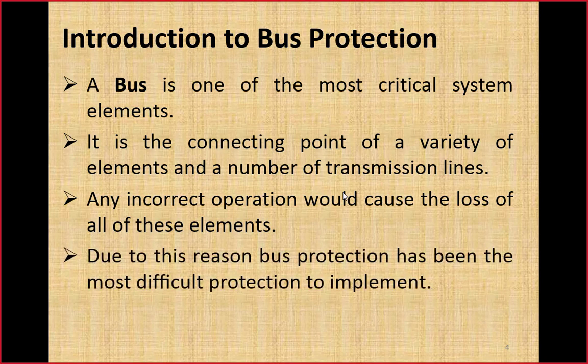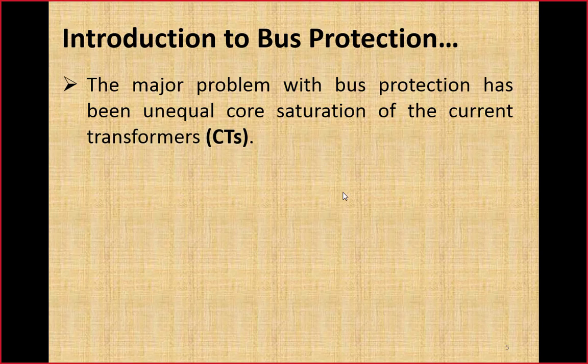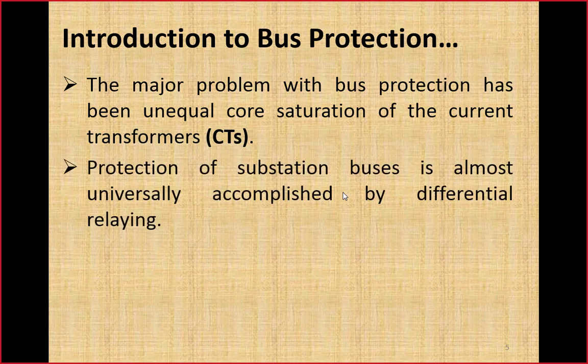Due to this reason, bus protection has been the most difficult protection to implement, because we need the highest reliability. The major problem with bus protection has been unequal core saturation of current transformers, and soon we will see what is meant by unequal core saturation. Remember that protection of substation buses is almost universally accomplished by differential relaying. Differential relay suits best for bus bar protection because it has clearly well-defined boundaries, and differential protection is highly sensitive as well as secure.